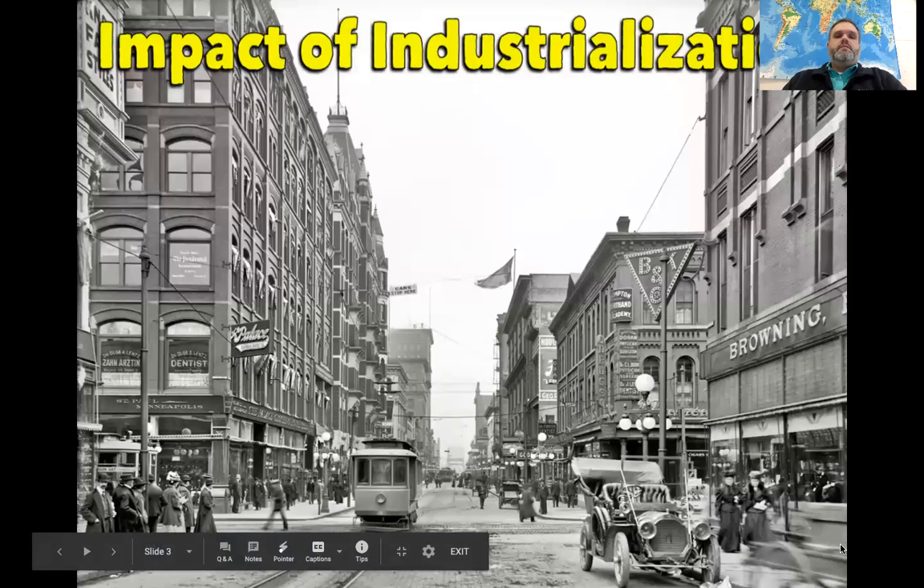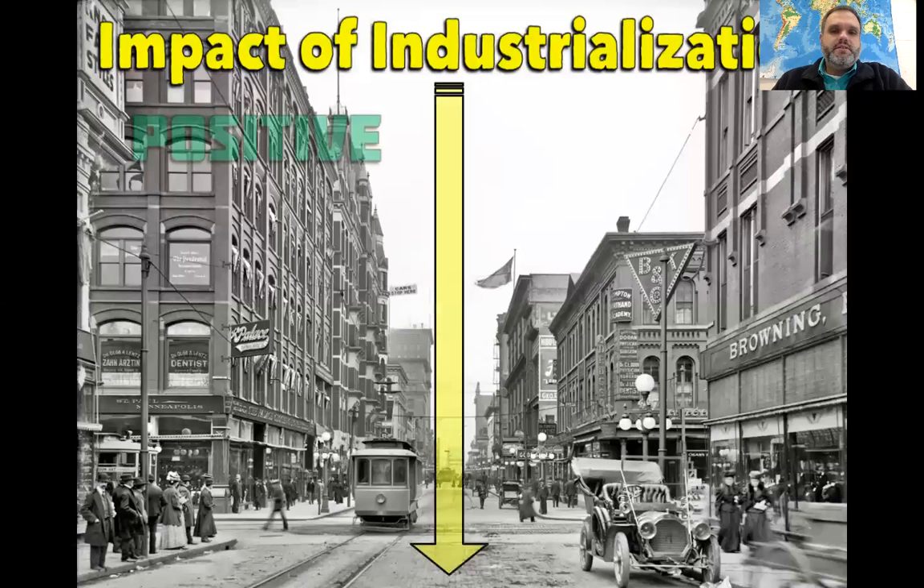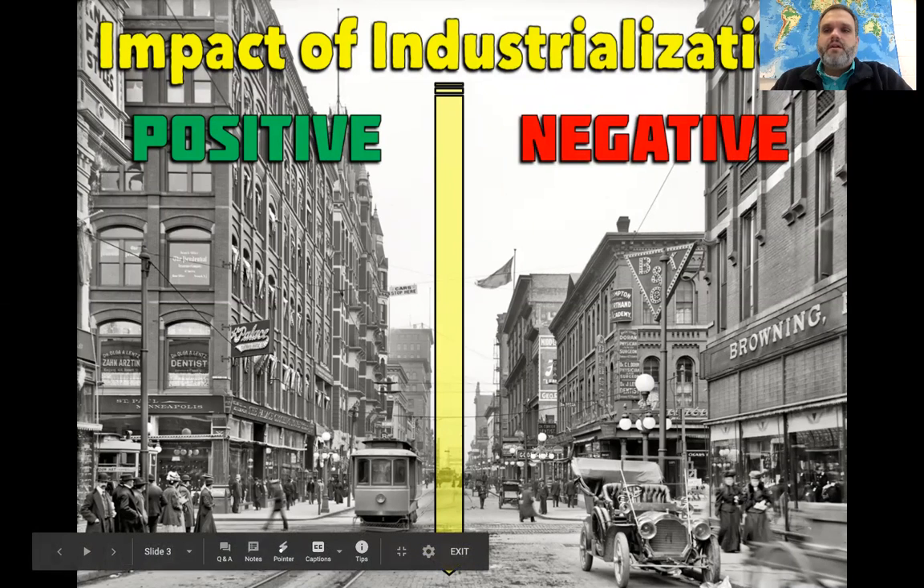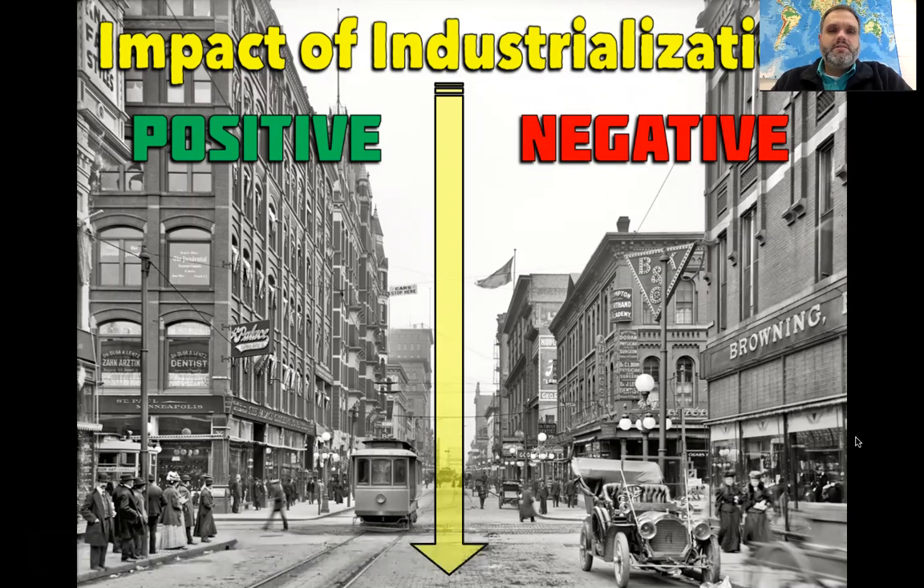All right, so let's start talking about the impact of industrialization. And what I'd like you to do is take a piece of paper, make a T-chart, write positive on one side, on the left, negative on the right. And as we talk about these impacts, you can list them under either positive or negative. And then at the very end, we'll compare our lists to see how you did. But I highly encourage you to do this throughout the video as we talk about the different impacts.